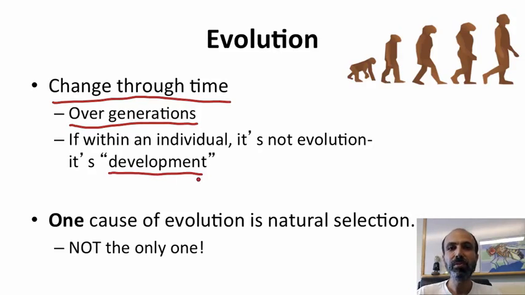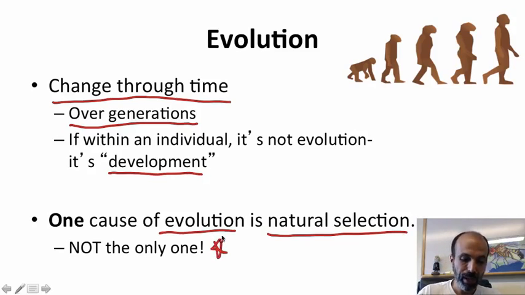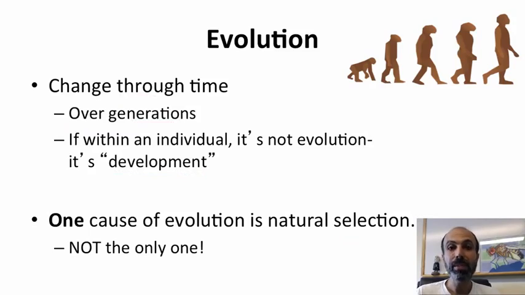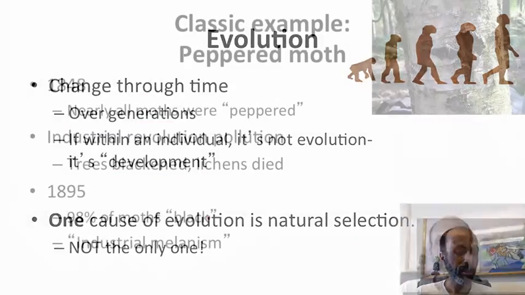Now, one common source of confusion is the distinction between evolution and natural selection. Evolution, as I mentioned, is simply change through time. Natural selection is one driving force of evolution. It can be one reason that evolutionary change happens. But importantly, it is not the only reason evolutionary change happens. Later in the course, we'll talk about other forces that drive evolutionary change. But let's start by looking at one famous case of evolution by natural selection.